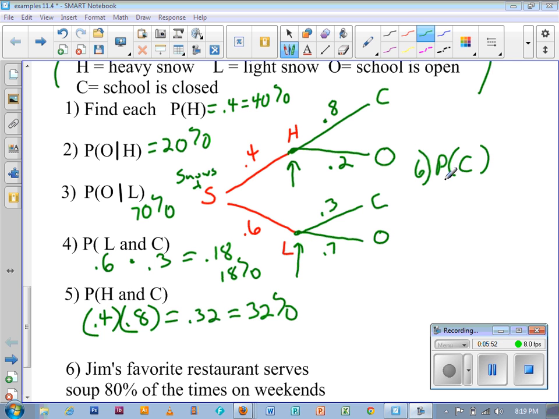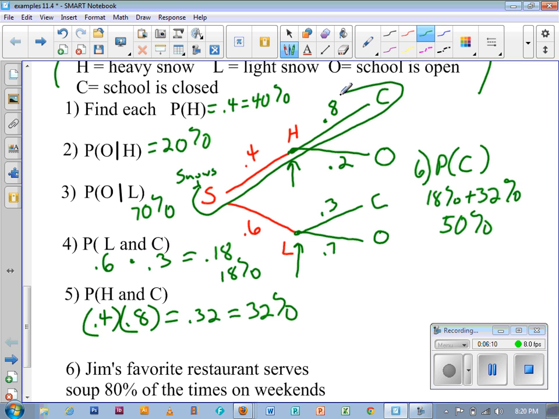Sometimes you just add these two together. So we would take 18% plus the 32%. So if it snows out, we have a 50% chance of having school closed. The reason for that is, again, because we have 2 ways for that to happen. If it starts snowing out, it could be closed this way, or it could also be closed using this branch. And what you have to do is calculate both of these individually and then add them together. So we have a 50% chance of school being closed if it's snowing.